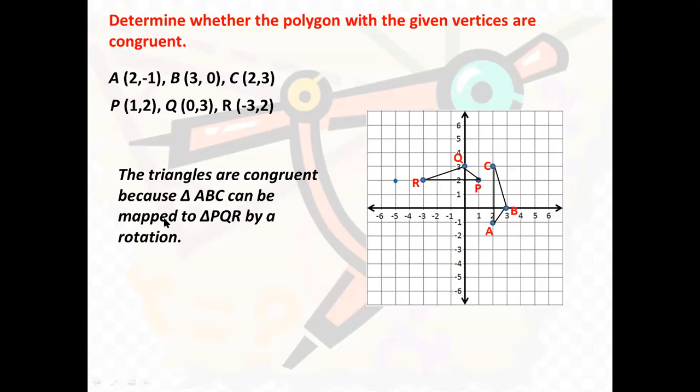So the first thing you need to write is the triangles are congruent because triangle ABC can be mapped to triangle PQR by a rotation. Now what kind of rotation? Rotation about 0, 0, that's the origin, 90 degrees counterclockwise. Yes, it is a bit lengthy, it is a bit difficult, but by practice you will get to know what you need to do. So let's start practicing some questions.